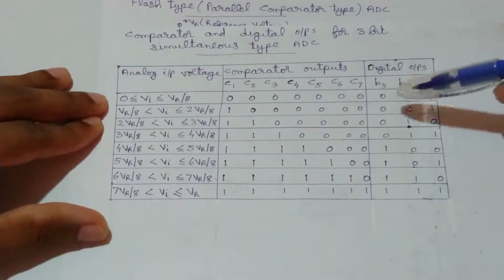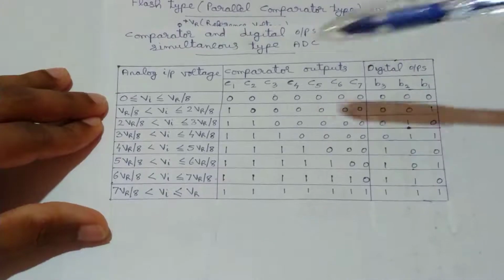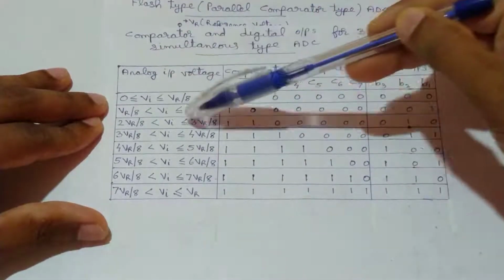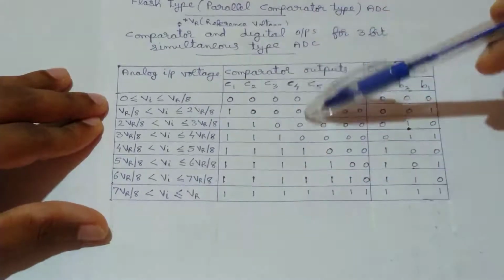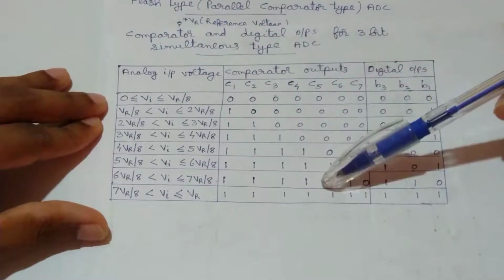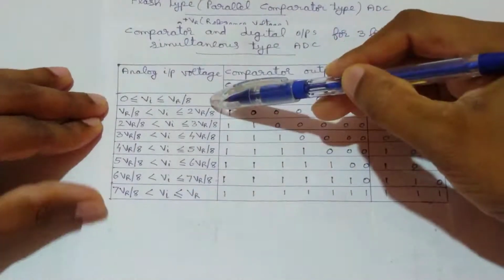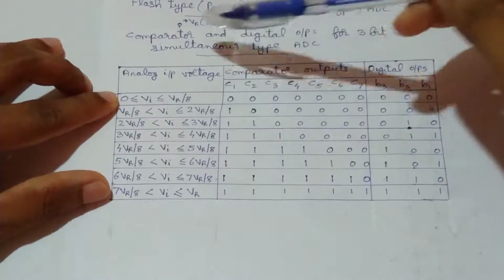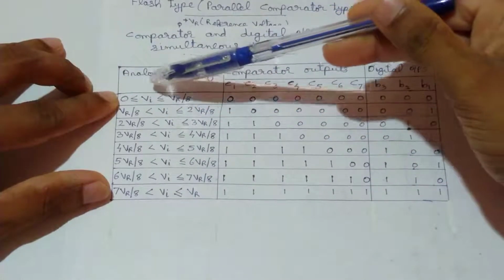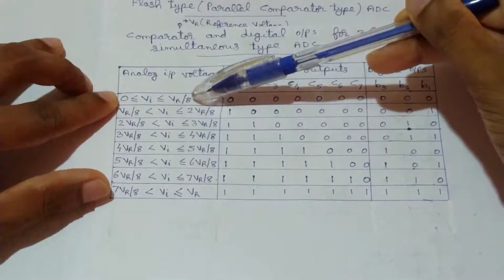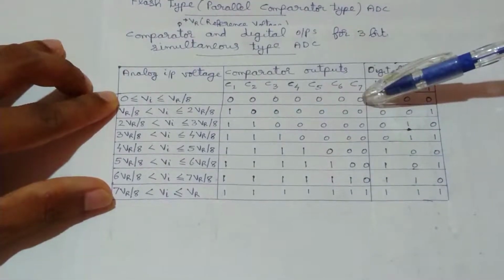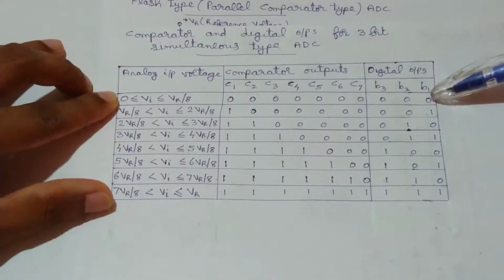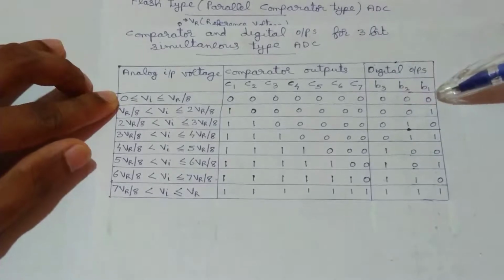Okay, so let's now consider this table. So first consider these two columns. The analog input voltage is shown here, and here the outputs of the comparators are shown. So here we can see, as I said earlier, when the input voltage is in the range 0 less than or equal to Vi less than or equal to VR by 8, the outputs of comparators are at logic 0 level, and the output of the priority encoder will be 0 0 0.